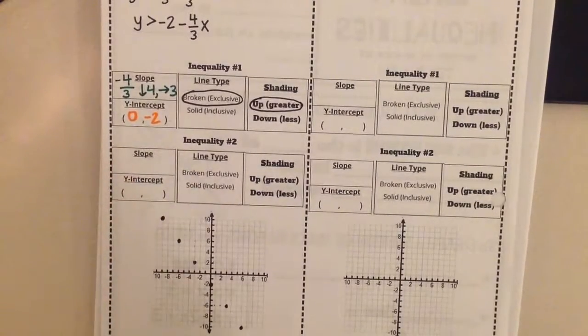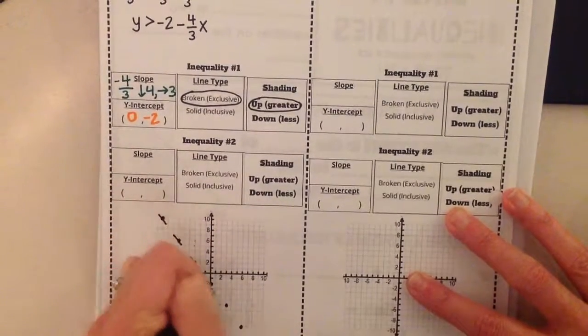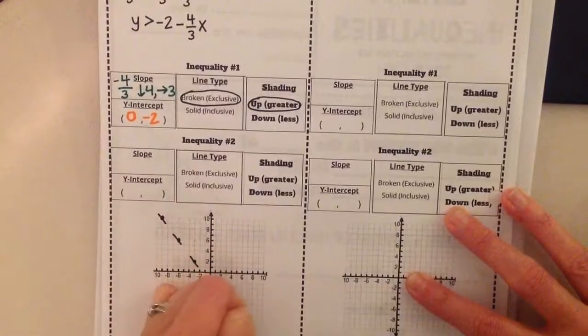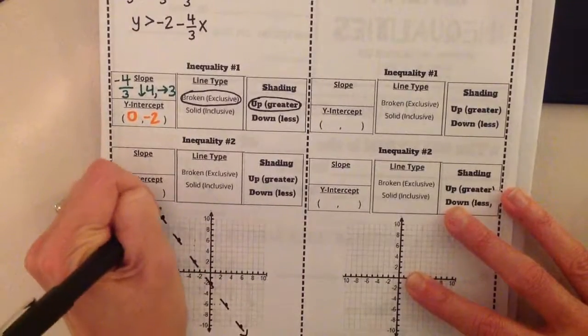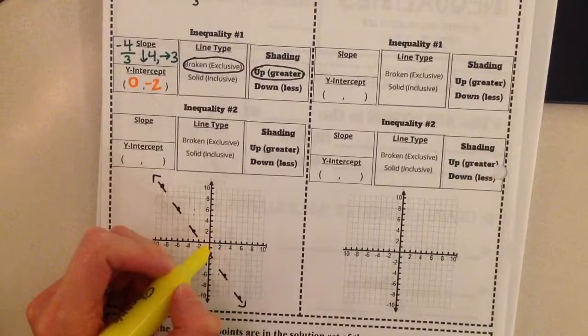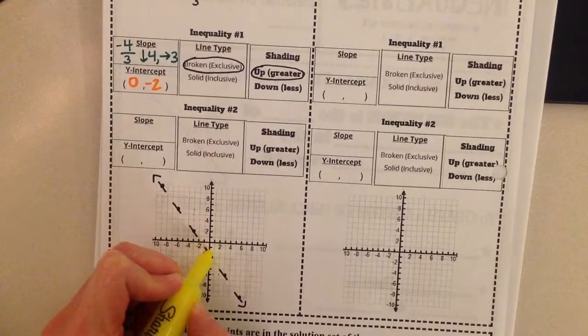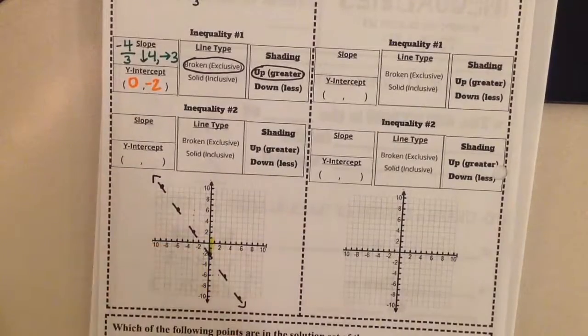Okay, and since it's broken, I'm not going to connect all my points, so I'm just going to make some dashes so that I have some gaps between, and I'm going to put arrows on the end to show that my lines keep going. And now I have to add my shading. So to shade up, here's how you're going to shade up. You're going to take a highlighter or a colored pencil, because those are the easiest to see, and you're going to start at your y-intercept, and you're going to go up and just make a little mark.